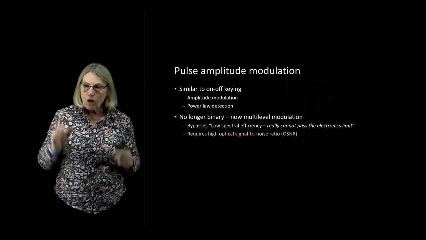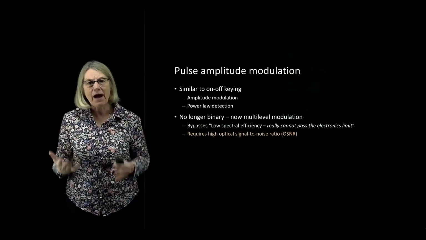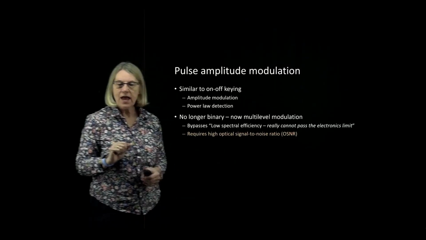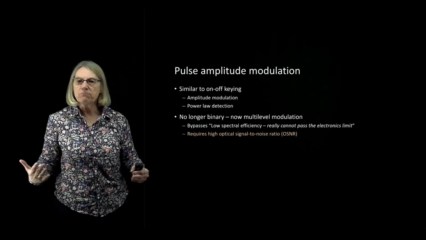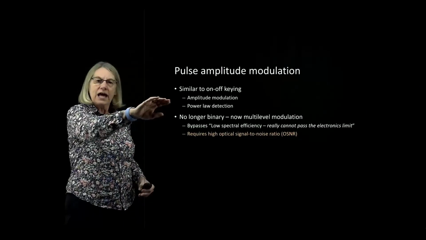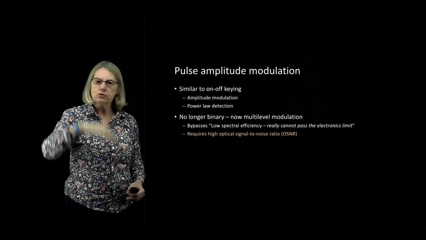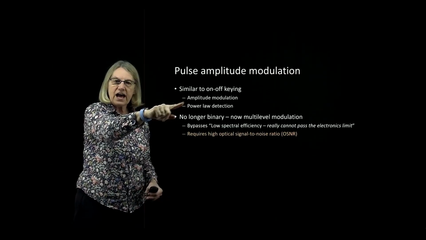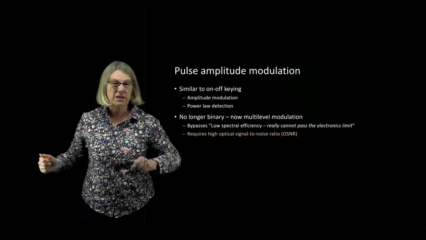I will mention one other kind of intensity modulation. It doesn't have to be binary. We can use what we call pulse amplitude modulation, and pulse amplitude modulation is not just binary. It can have multiple levels. Like on-off keying, I am modulating the amplitude of the signal, and like on-off keying, the way that I detect this signal is by essentially detecting power.